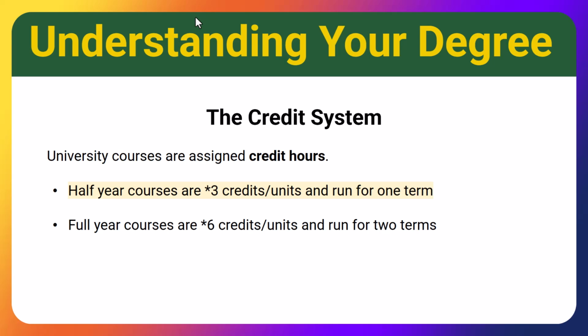Essentially it just means that your courses are worth a certain amount of credits that go towards your degree. Half your courses, so something you took in, let's say, the fall semester or the winter semester, is worth 3 credits or units and they run for 1 term. Full year courses, which are not commonly seen in the Faculty of Arts, but if you ever do see one, are courses that go from fall as well as into the winter semester, and they are worth 6 credits or units, and they run for those 2 terms.